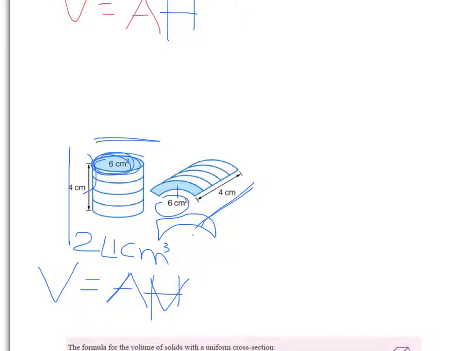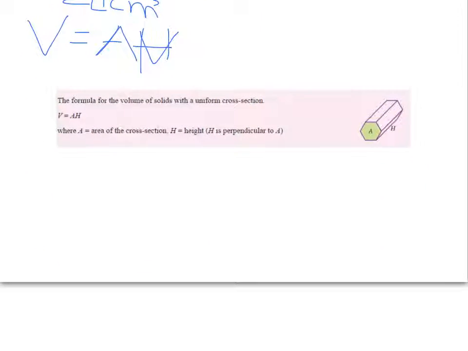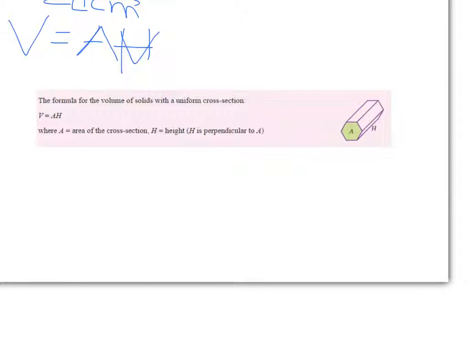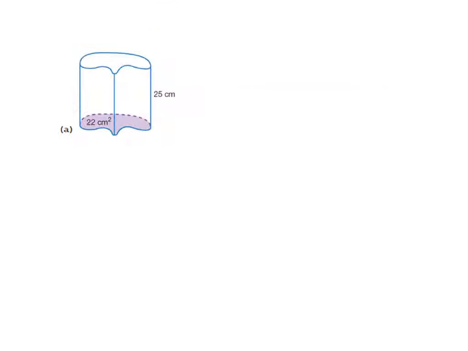All right, let's move up. What have we got here? So the formula for the volume of solids with a uniform cross-section, that's exactly what I just said, is V equals AH, where A is the area of the cross-section and H is the height, which is perpendicular to A. Okay, fine, easy.